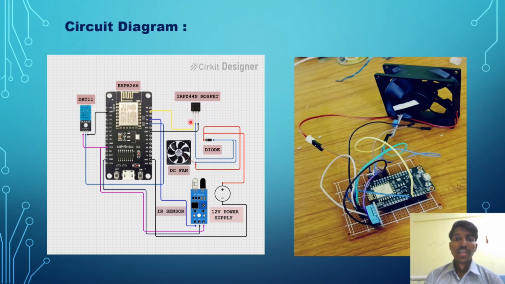Now MOSFET gate connect with D1 pin microcontroller, drain connect fan negative and source connect common ground. Now you can see fan positive pin connect with 12 volt power supply. Here you can see the virtual and physical circuit diagram.